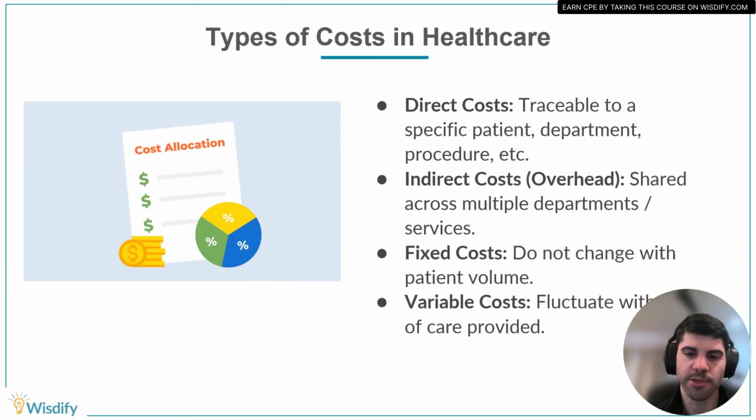The other two types of costs, and I'm going to loop these two in together, that you're likely to be familiar with are fixed costs versus variable costs. And fixed costs are static in nature. They don't change based on certain factors or variables. In contrast, variable costs do change based on certain factors.